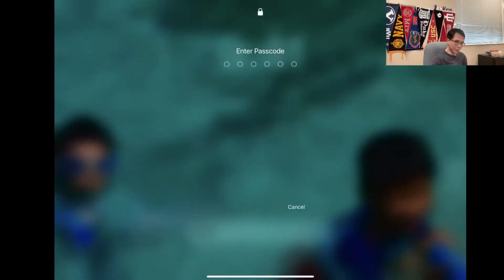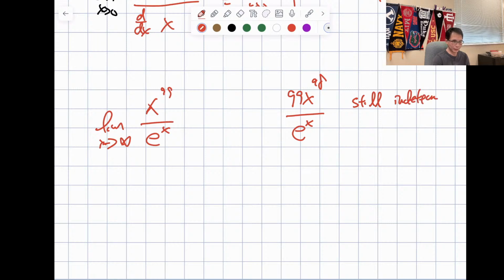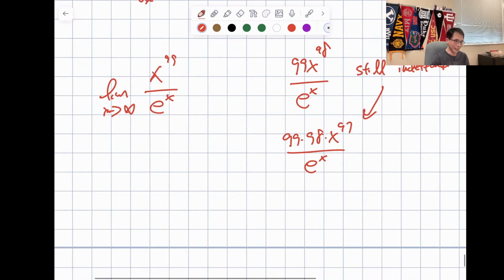And guess what? The answer is 0. Because I can use L'Hopital's rule. Let's just imagine if I do it 1 time, right? It's going to be 99x to the 98, and e to the x on the bottom. The top and bottom stay the same kind of form, and it's still indeterminate. I can keep on going another time: 99 times 98, x to the 97, and the bottom derivative is still e to the x. Still indeterminate. I can keep on doing it.